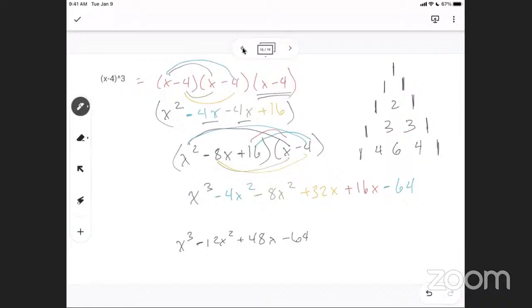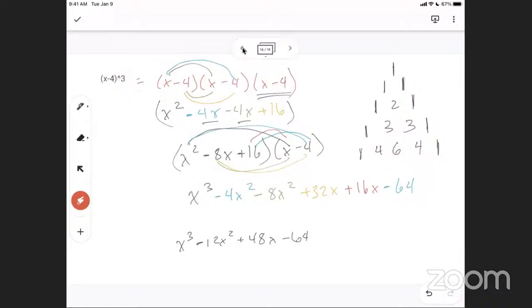Okay, so this is called Pascal's triangle, and you can keep going. You can make it as big as you want. But basically what you're going to do is look for this number right here, that 3, the exponent. That's the level that you're going to look at. You're going to use this level. So these numbers are what you're going to put into your equation.